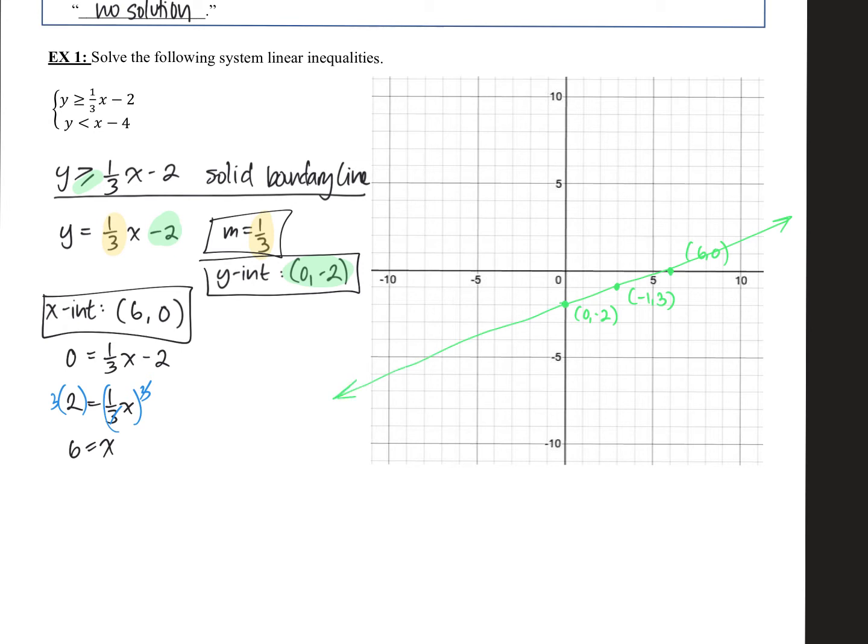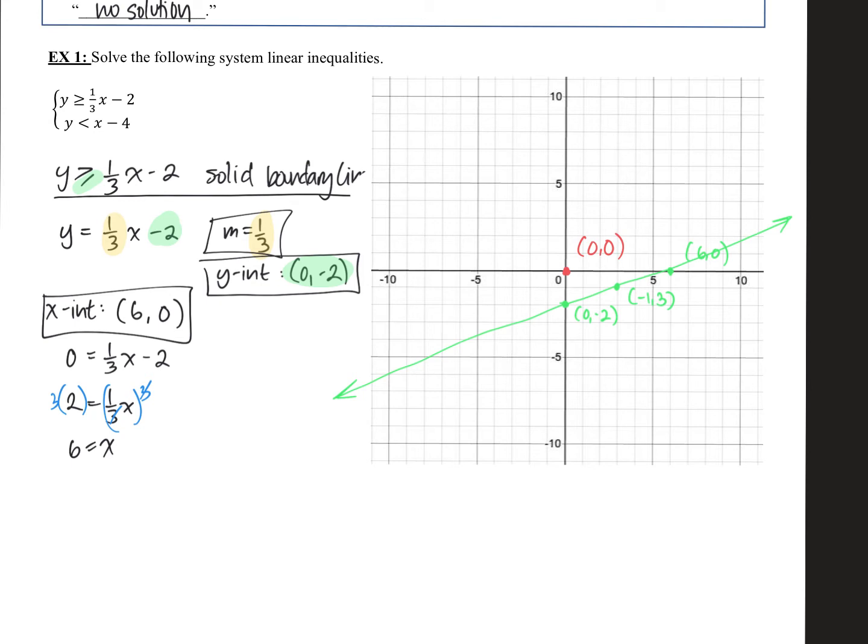All right, but remember, this is an inequality. We need to figure out, am I shading this side or this side? And how do we figure that out? Well, we're going to use a test point. We'll pick one and see if it's true. Usually, I like to pick the easiest test point possible, and you might say, well, what point is that? The easiest test point possible is the origin, (0, 0). Why is it easy? Because it's zeros.